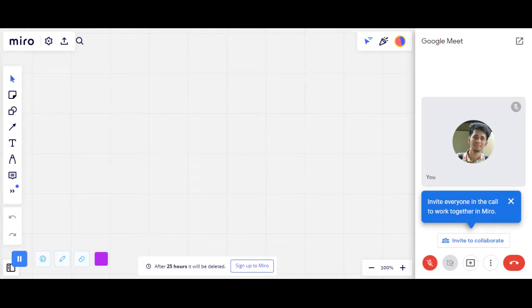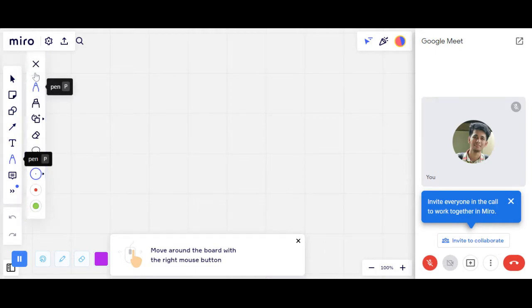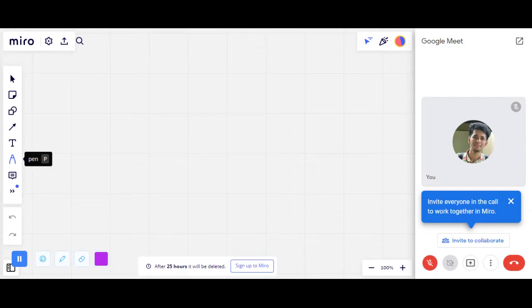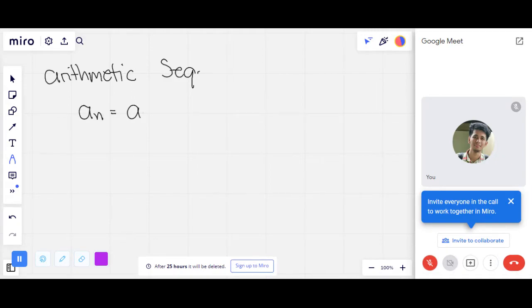So in this mathematics, we are now in the arithmetic sequence. In the arithmetic sequence, we only get the common difference. Now, the arithmetic sequence has the formula a sub n equals a sub 1 plus n minus 1 times d, where d is our common difference.